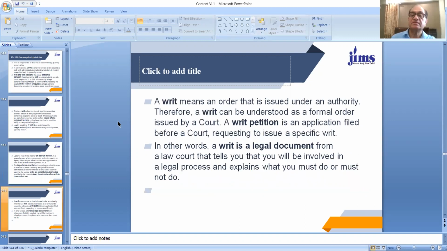So, dear students, now you must have understood the distinction between writ and a writ petition. I am repeating, a writ means an order that is issued under an authority. Therefore, a writ can be understood as a formal order issued by a court, whereas a writ petition is an application filed before a court requesting to issue a specific writ. In other words, a writ is a legal document from a court of law that tells you that you will be involved in a legal process and explains what you must do or must not do.